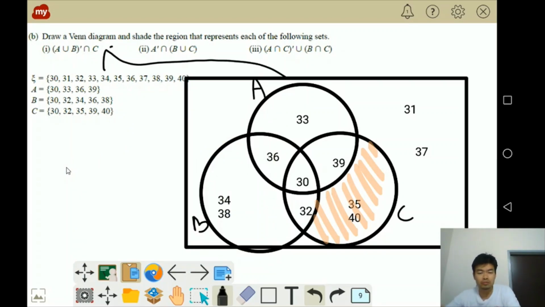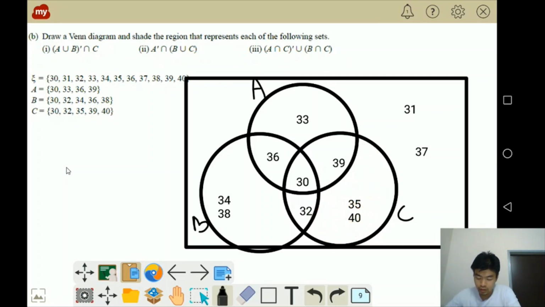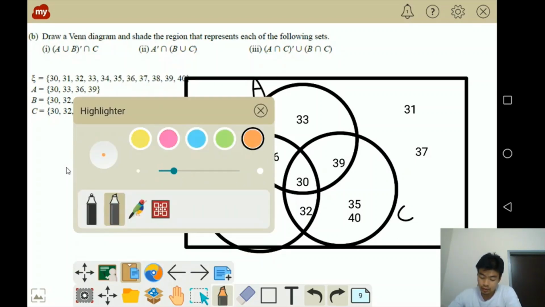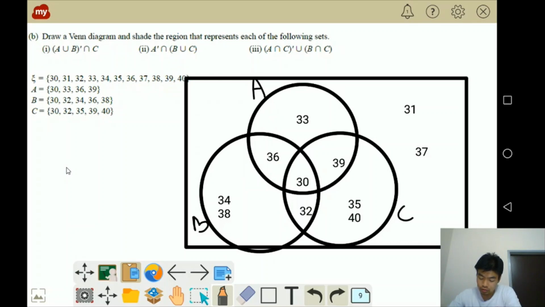Right, now let's move on to B2. Let me undo it. B2. So A prime intersect with B union C. Okay, we do from the left. We do what is in the bracket first. B union C. Where is B union C? Highlight pen. B union C is here. I should shade over here, here, here, here, here, and here. 1, 2, 3, 4, 5, 6. Okay, I should shade this 6 area to indicate B union C.